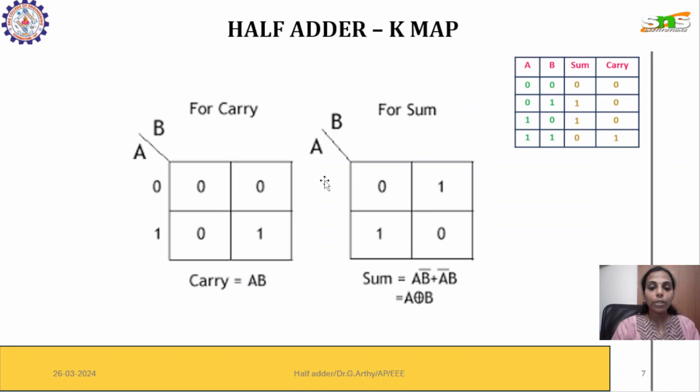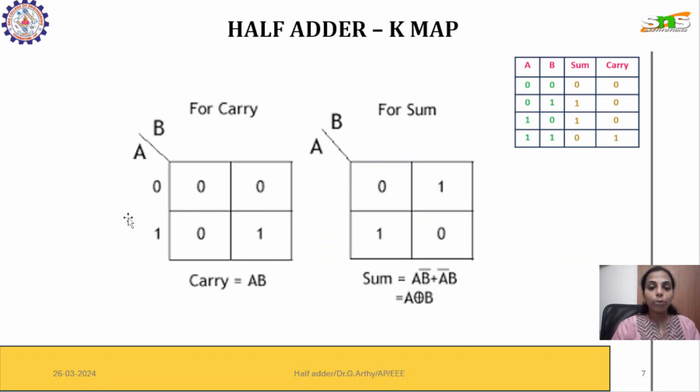So when the condition is 0, 0, this is the cell which applies, and sum is 0. When the condition is 0, 1, then the sum value is 1. So here we'll be marking 1. When the condition is 1, 0, so this is the cell relevant to A is 1 and B is 0. So we have the sum as 1. And for the next case, when both A and B are equal to 1, the sum is 0, and so we have marked 0 here.